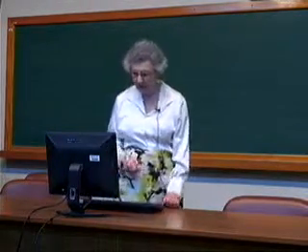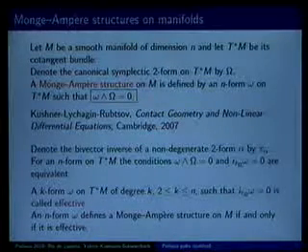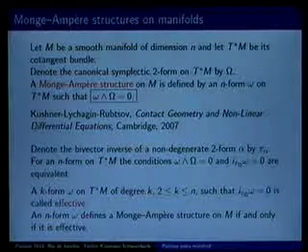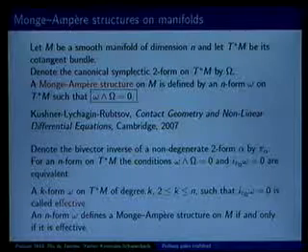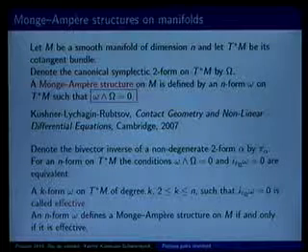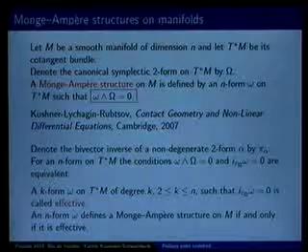So if M is a manifold, we're still in the C infinity category. Let's call its dimension n, and let's consider its cotangent bundle, which is of dimension 2n. T star M has a canonical symplectic two-form, which is here denoted by capital omega. And a Monge-Ampère structure on M is by definition an n-form, small omega, on the cotangent bundle, such that its wedge product with the canonical symplectic two-form is 0.